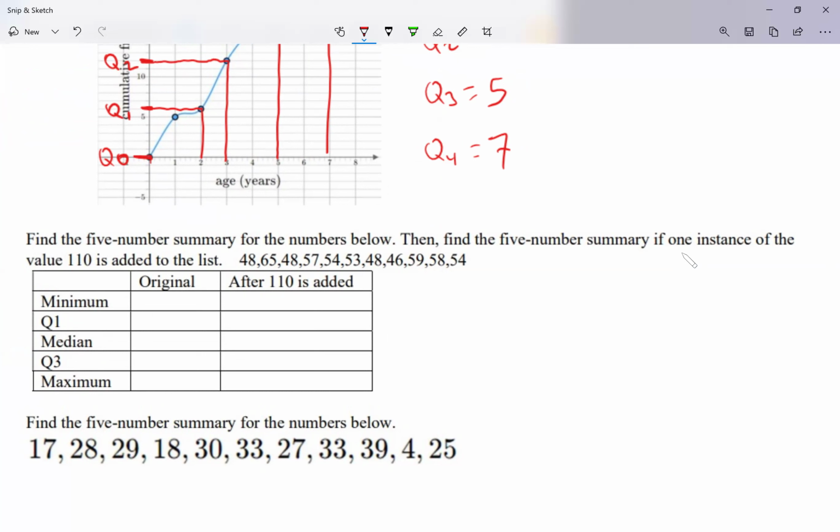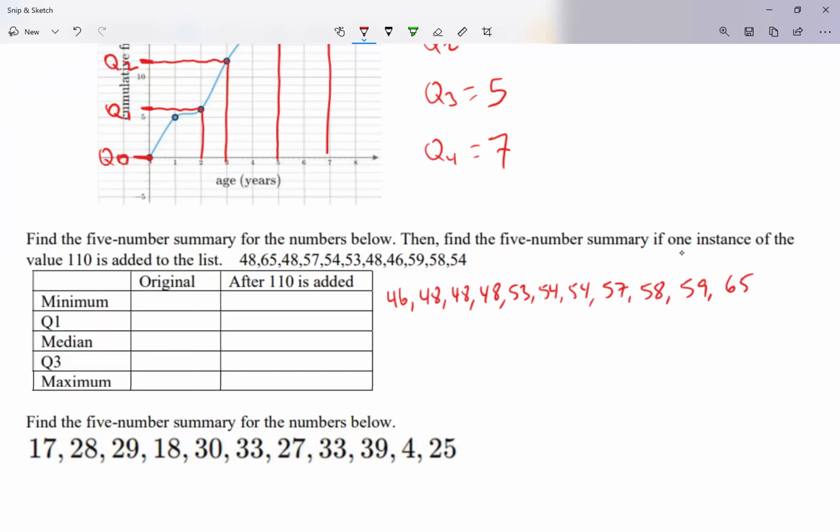Okay, so this is what we're going to do. Let me write my numbers in order from smallest to largest. So I'm going to write, let's see, 46, 48, 48, 48, 53, 54, 54, 57, 58, 59, and 65.